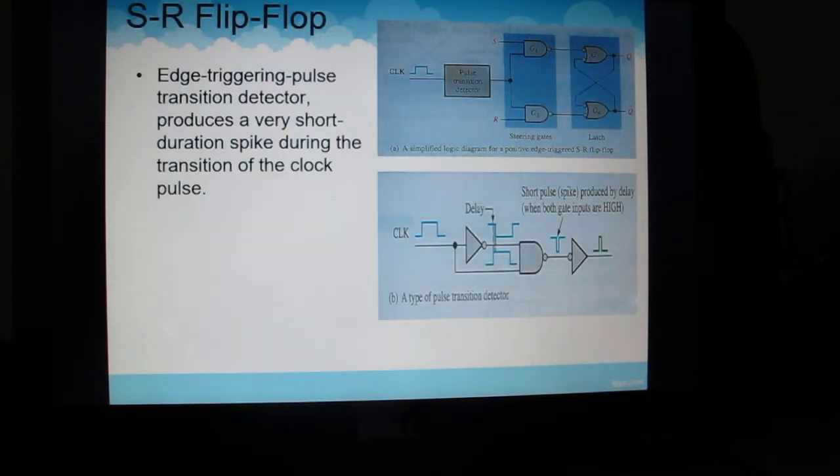This is an example of the SR flip-flop. You can see this is a simplified logic diagram for the positive edge trigger flip-flop, and this is a type of pulse transition detector. The edge trigger pulse transition detector produces a very short duration spike during the transition of the clock pulse. You can see they have a very short pulse here.